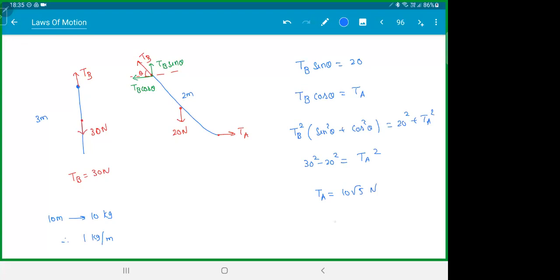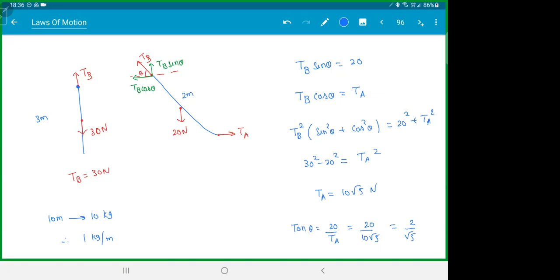Yeah, if you want the angle, you can divide them also. You'll get tan theta is equal to 20 by TA. They didn't ask you that, but in a multiple choice question I could have asked you. 2 by root 5. That is the angle made by the string with the horizontal. Please check. It's a good one.